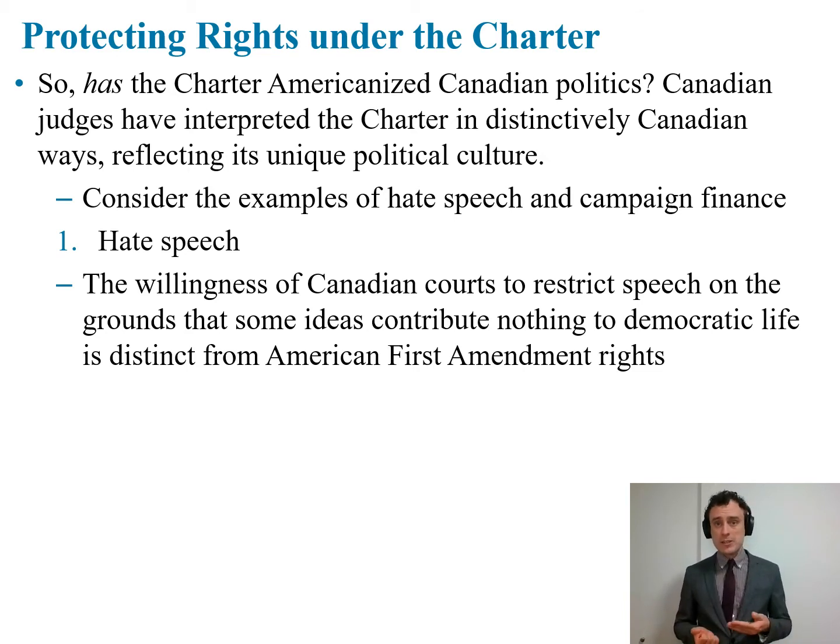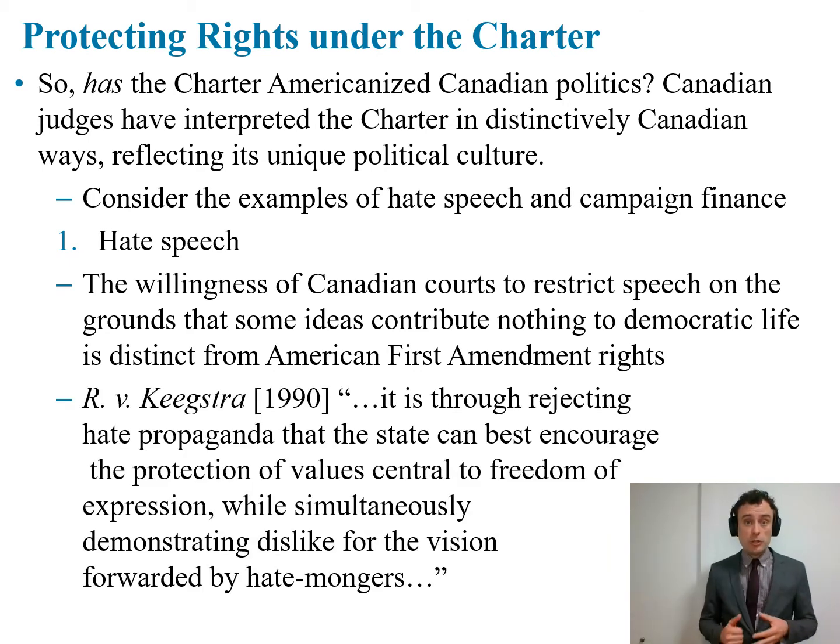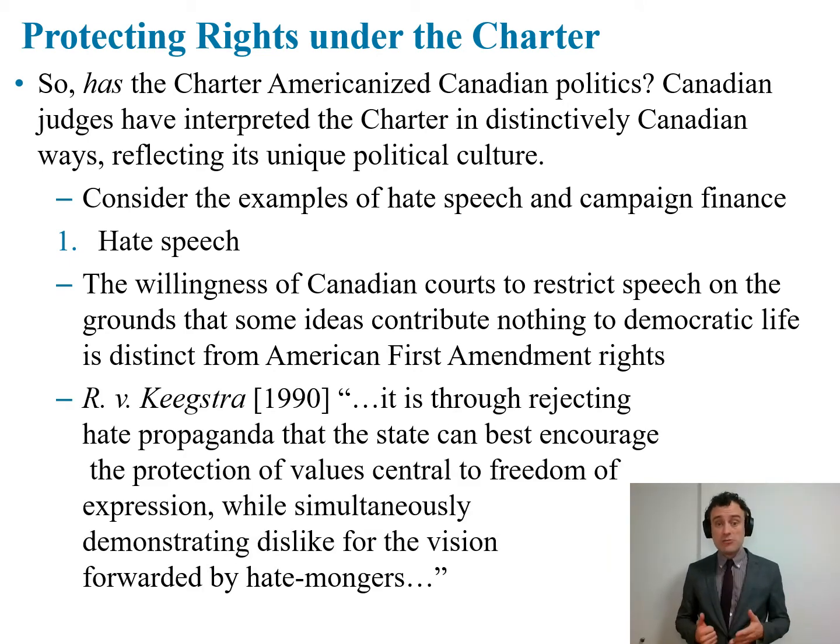And so, whereas American justices are not as willing to limit free speech, usually only on the basis of if it presents a clear and present danger, Canadian judges, as we'll see from part of a decision in R v. Keegstra from 1990, say it is through rejecting hate propaganda that the state can best encourage the protection of values central to freedom of expression, while simultaneously demonstrating dislike for the vision forwarded by hate mongers.